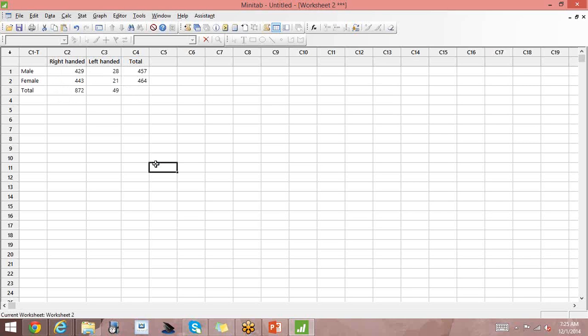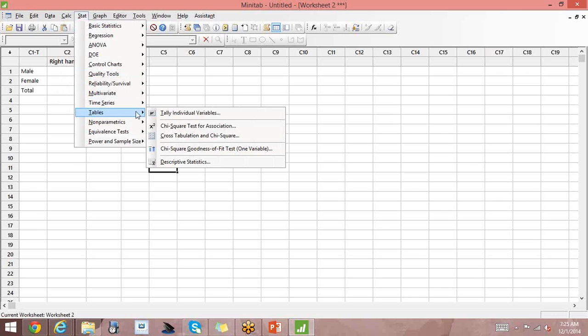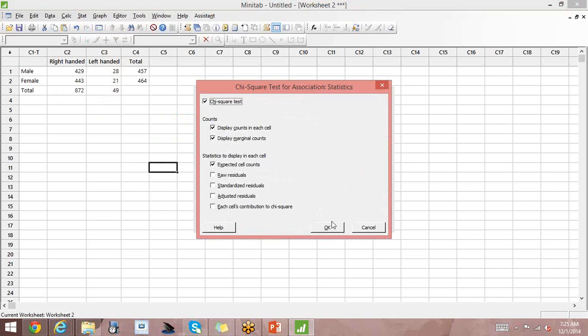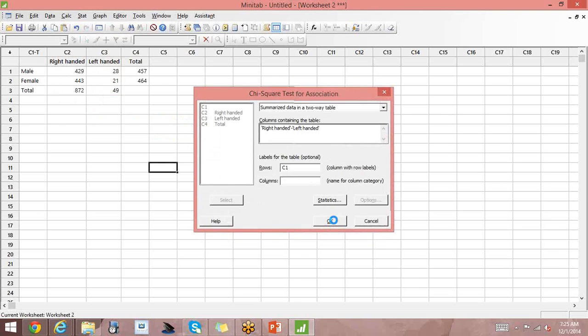Now this is the exercise that we have to do. Again same thing, I go to Stat, I go to Tables, I go to Chi-Square for Association. I select only right and left-handed. I remove this east, south. Yes, this is in C1. Statistics. All right.